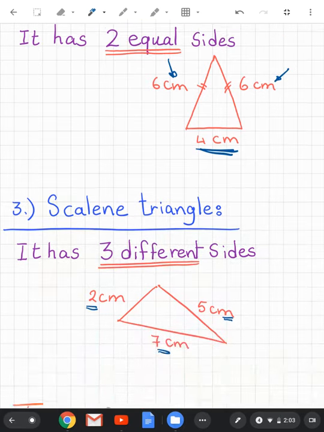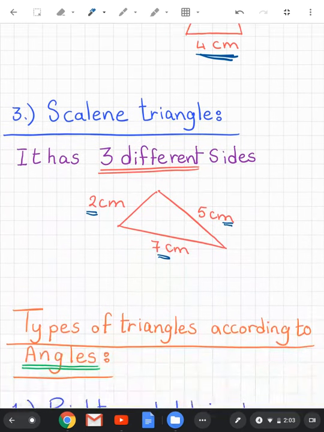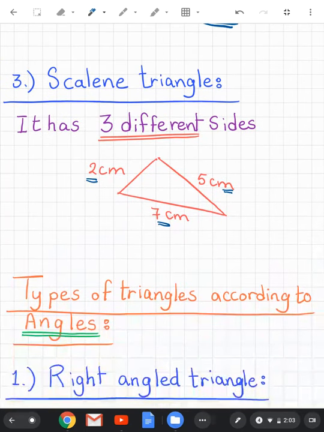And then the third type of triangles according to sides is the scalene triangle. This triangle has 3 different sides in length. Whatever the length of the sides, but they are 3 different in length, so we call this triangle scalene triangle.